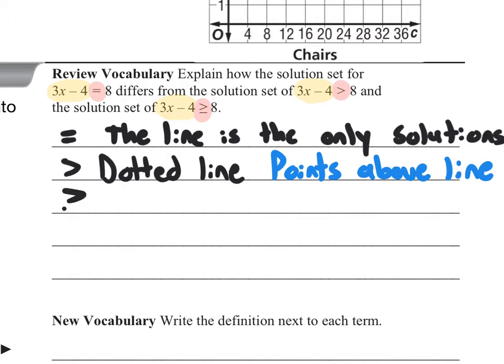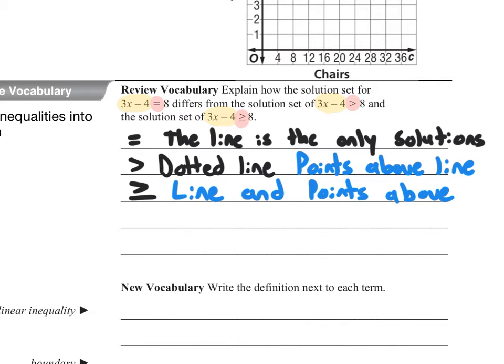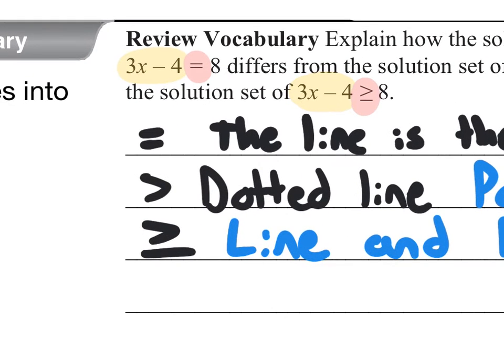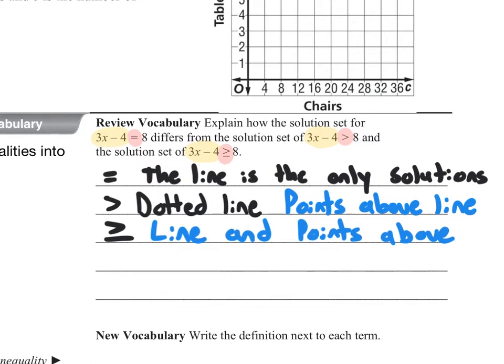Now, when we see a greater than or equal to, both the line itself and points above will work. Right? So the difference is that with equations, only the line matters. When you have an inequality without a line, so without that or equal to, only the shadings will matter. And if we have a line underneath the inequality, both the line and the shadings will matter.